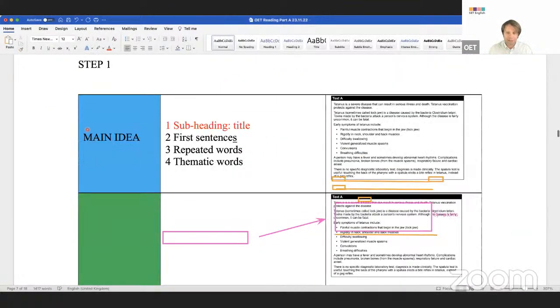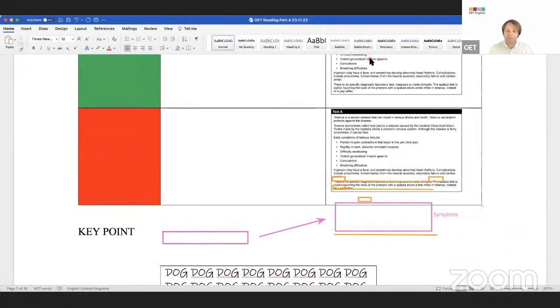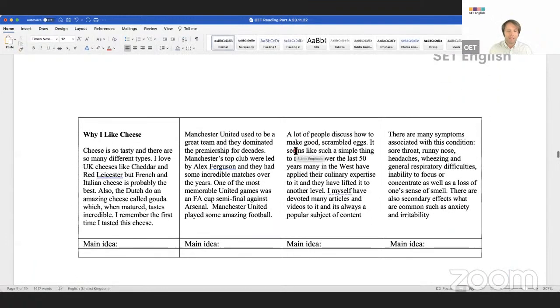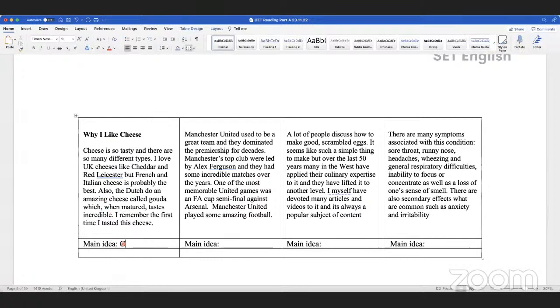All right, so let's have a look at this. I prepared this before. Can everyone see this here? Yes, we can see. I've used this before in the course, but I just want to demonstrate this now. Hey, Rebecca. Hello. Rebecca, what's the main idea of this text? About cheese. Well, more than that, actually. Why I like cheese.